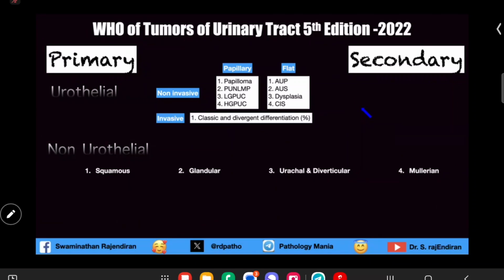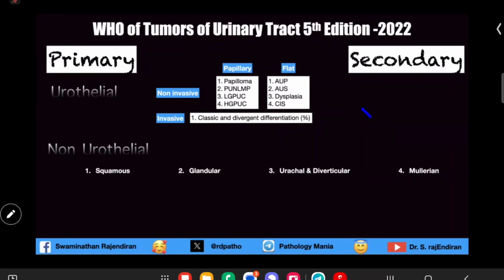In the invasive component, it's classic with divergent differentiation. And whenever you see divergent differentiation, please mention the percentage. For example, you see urothelial carcinoma with focal squamous differentiation. So you mention urothelial carcinoma 80%, squamous cell differentiation 20%.